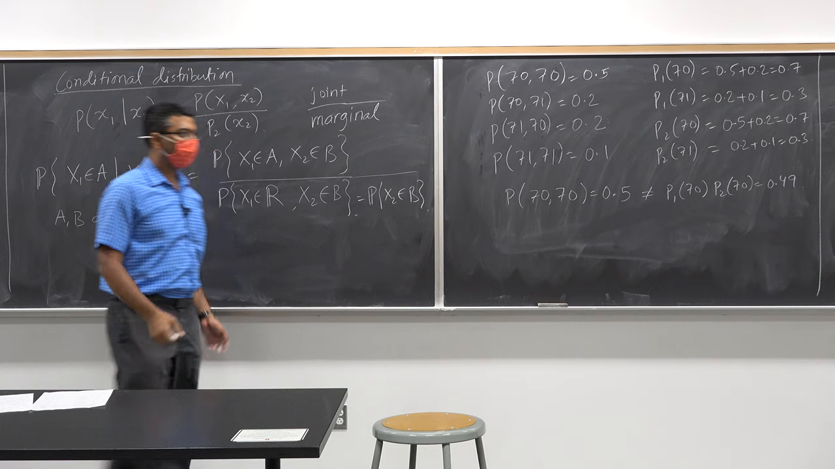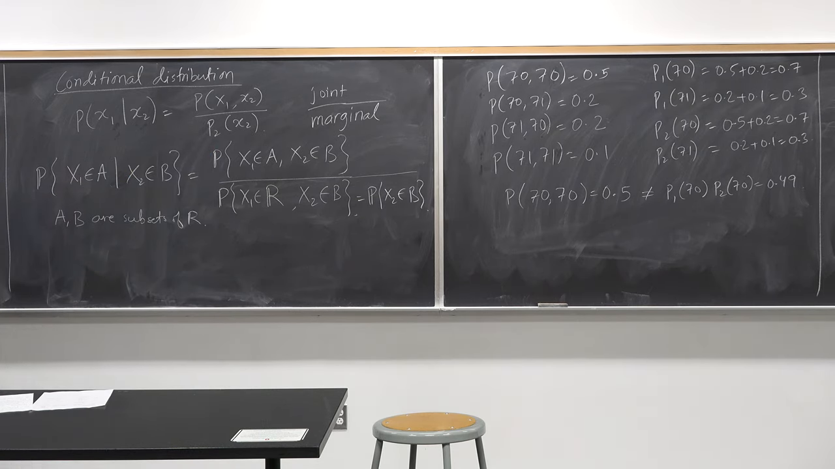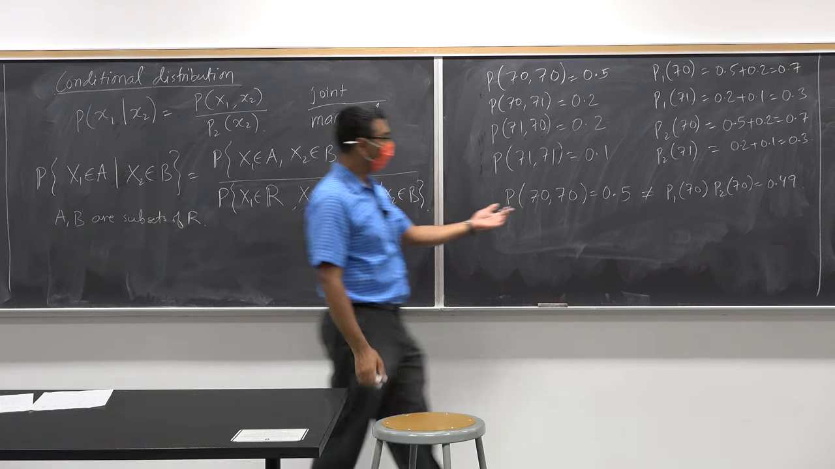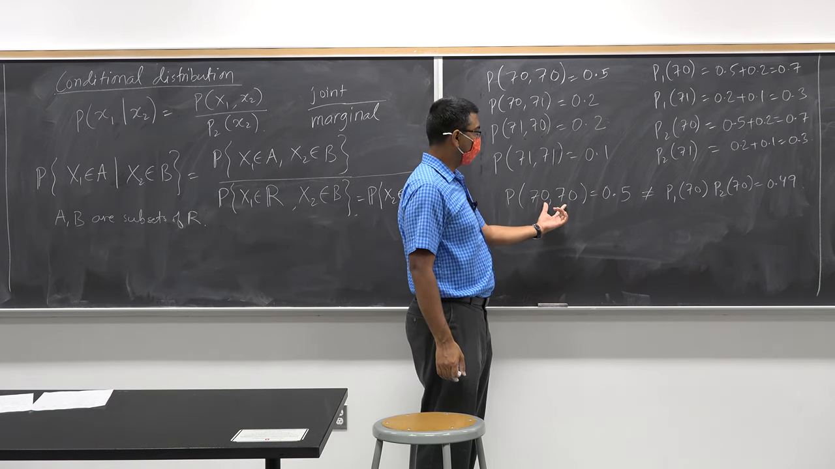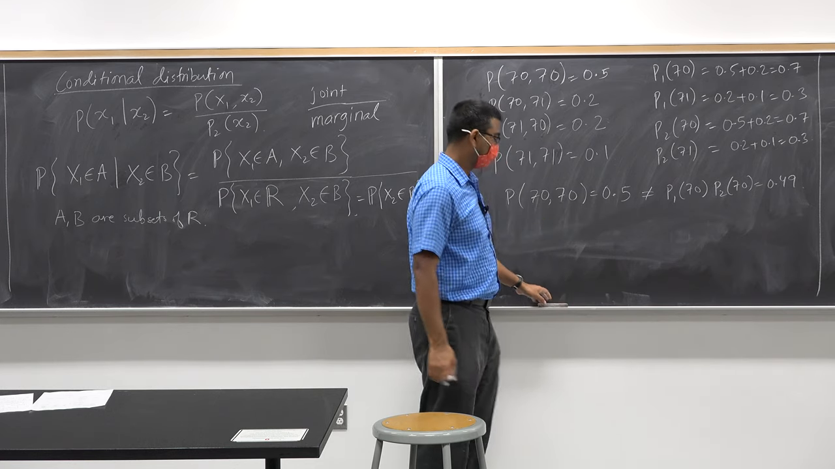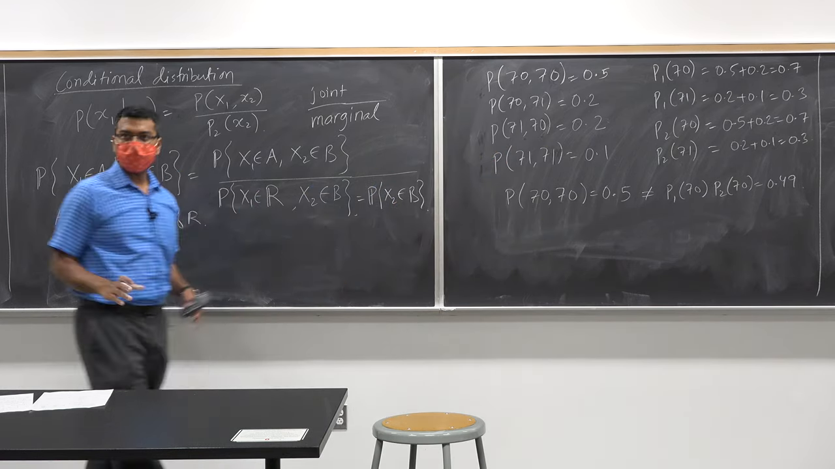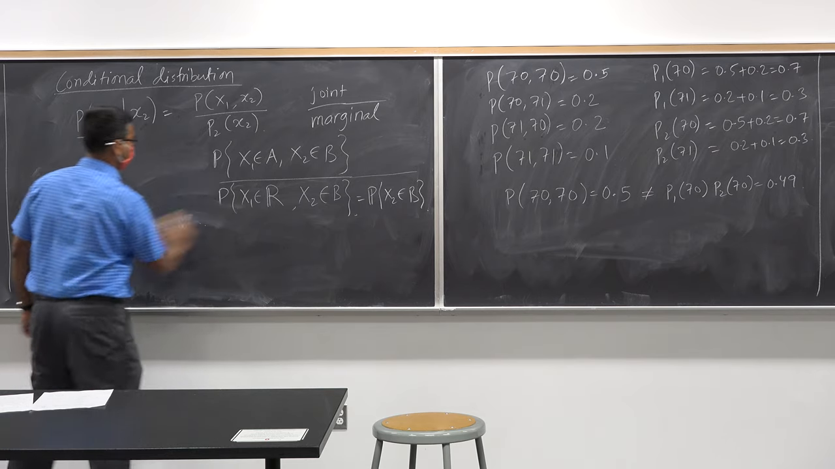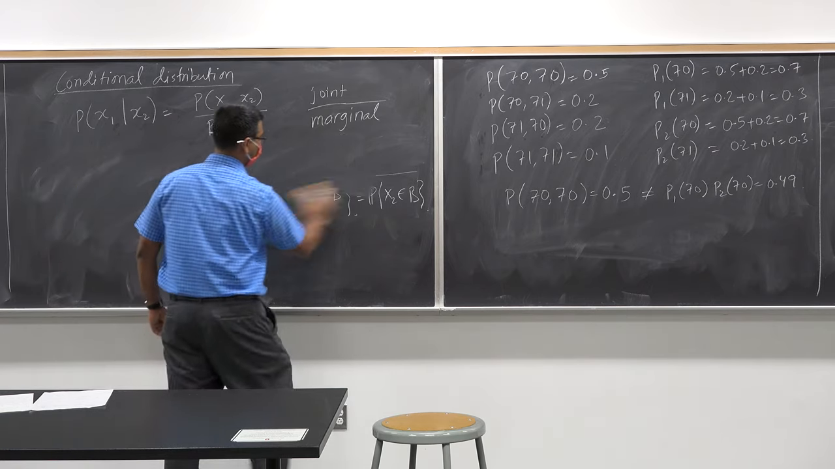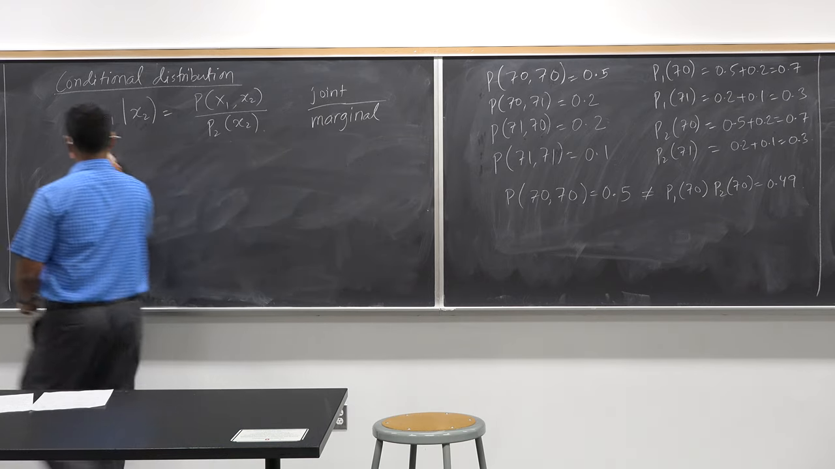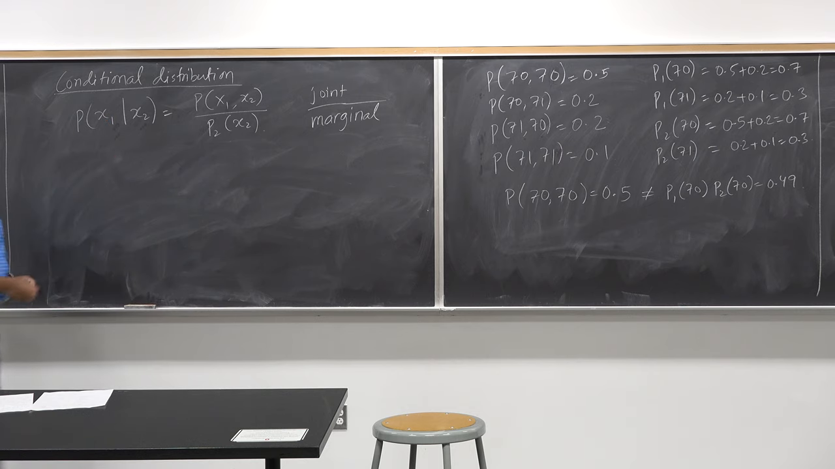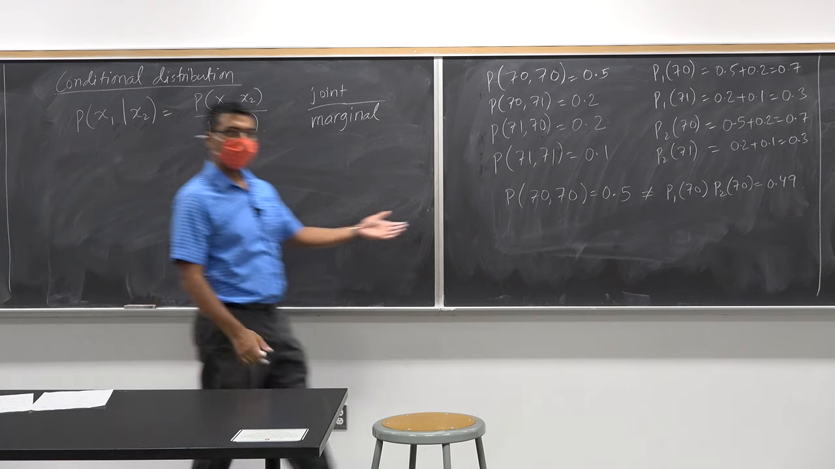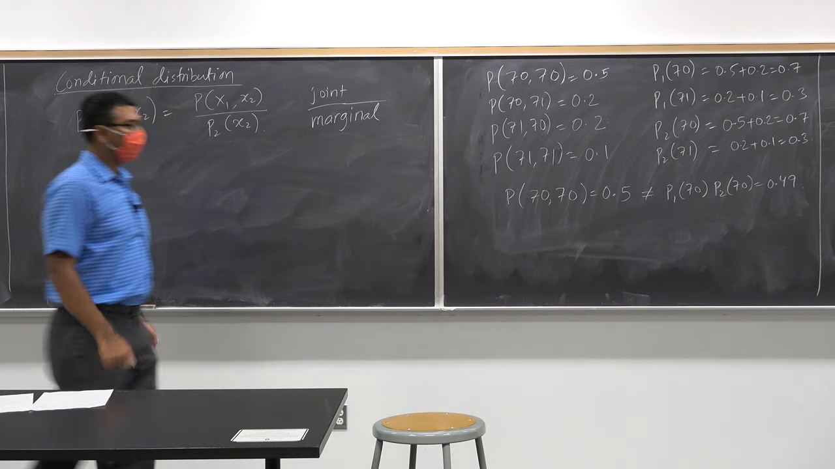So therefore, they are correlated random variables. They are not independent, because I have found one pair of realizations for which the joint distribution is not equal to the product of marginals. Just one is good enough. With one example, I can show that they are dependent random variables. Okay, everything is clear so far with this example? So they are dependent. Yeah, go ahead.